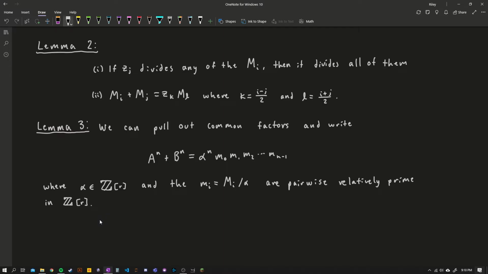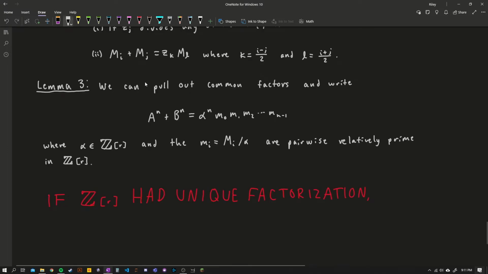And right off the bat, I want to make it clear that for this next claim, we need Z adjoin r to have unique factorization. So I'll write in big red letters: if Z adjoin r did have unique factorization, then we would be able to find an element in Z adjoin r, which I'll call mu sub i, with mu sub i to the n being equal to one of these m sub i's.